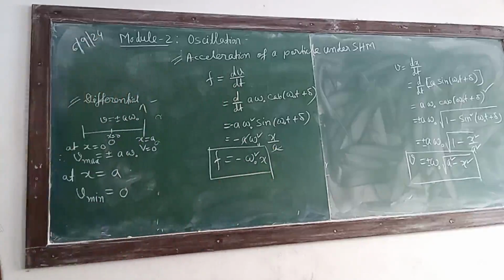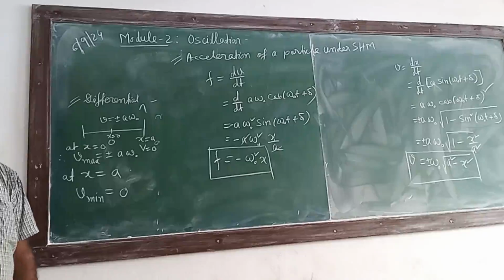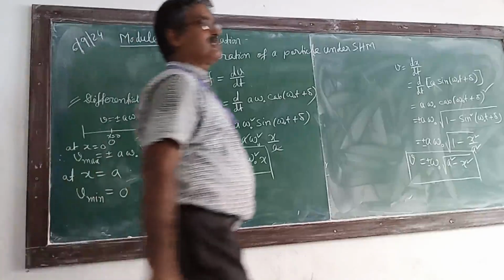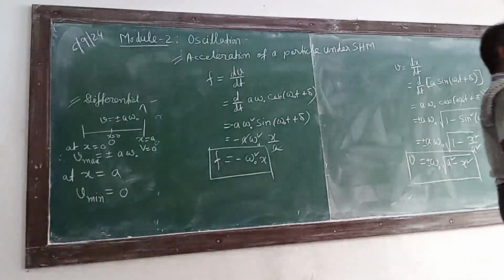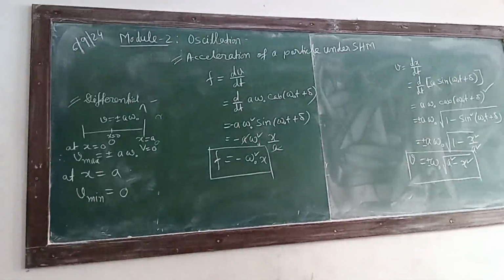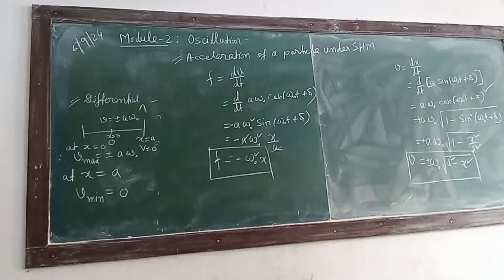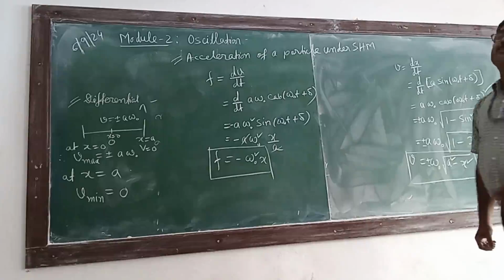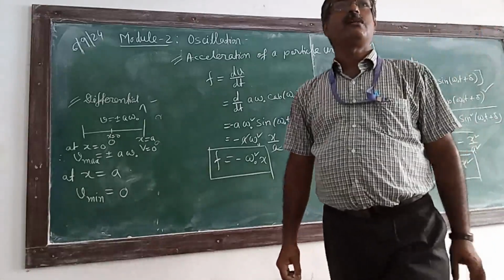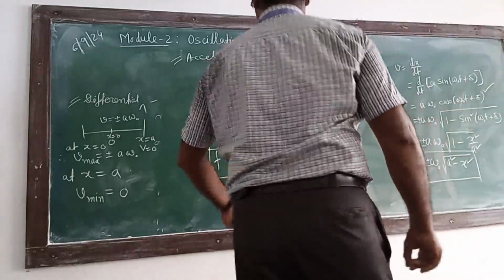Why is it minus? Why is the acceleration minus? Because the restoring force is directed toward the mean position. That means the acceleration is also directed toward the mean position. So velocity goes in this direction, but acceleration is in this direction. It is only possible in case of SHM. The acceleration is in the opposite direction of velocity. It is only possible in case of SHM. That's why we want this.